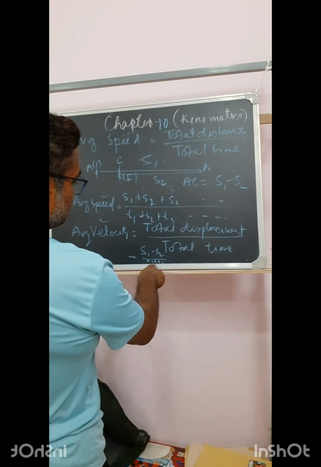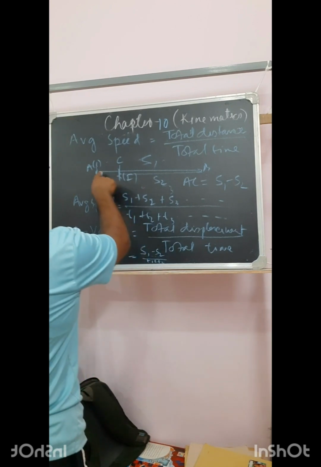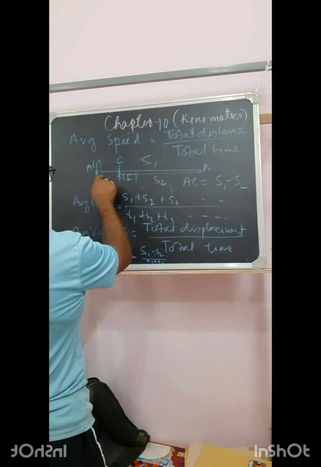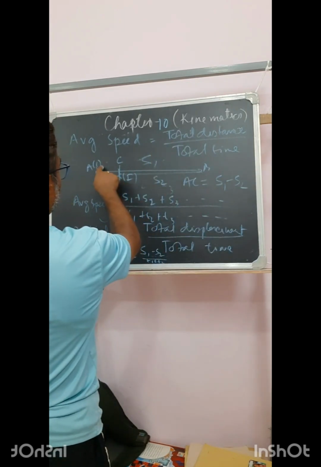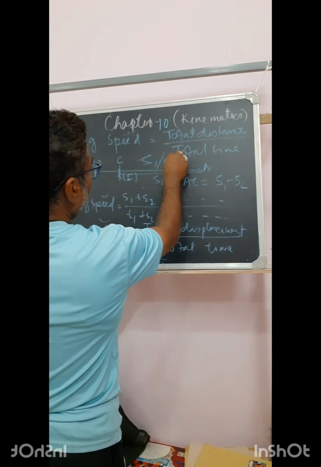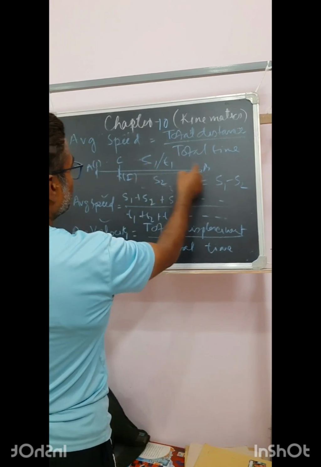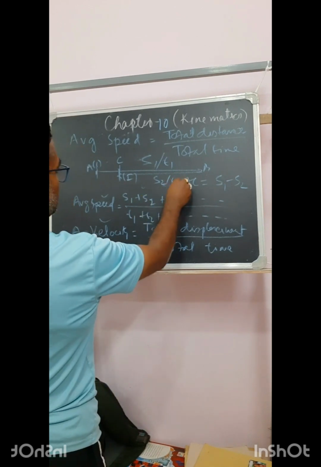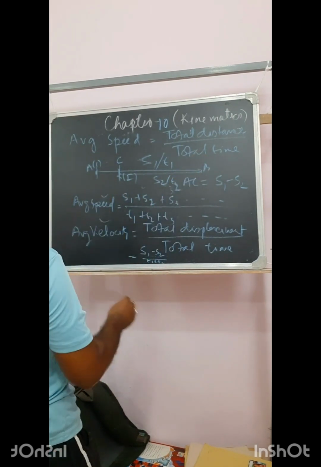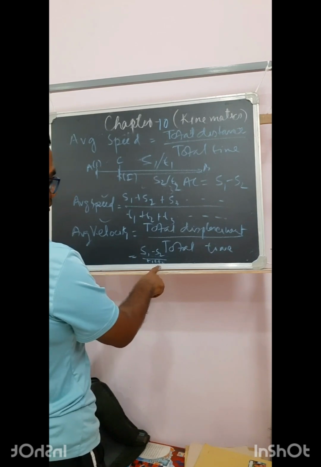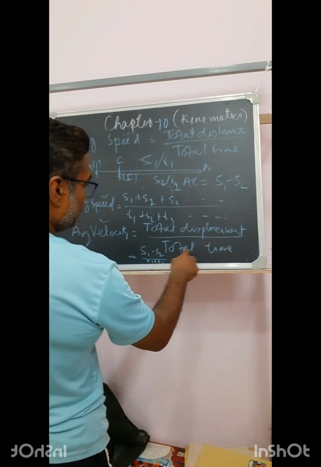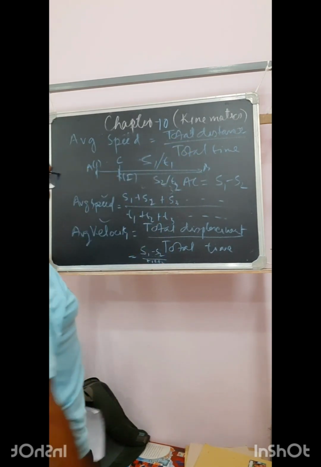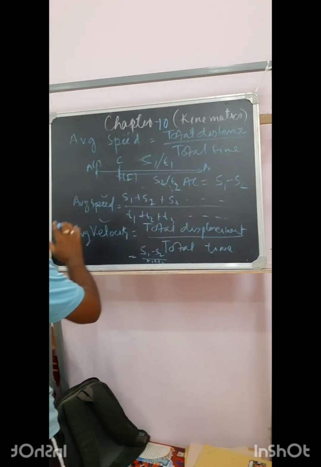The time is not deducted from each other, because whatever the displacement, it is due to the motion: for t1 time it has moved s1, and for t2 time it has moved s2. So the total time taken for this displacement will be t1 plus t2. So your total displacement upon total time. This will be the difference in case of a change in direction. Just keep it in mind, there is nothing more.